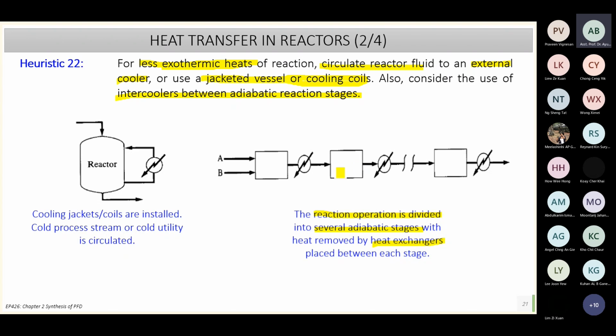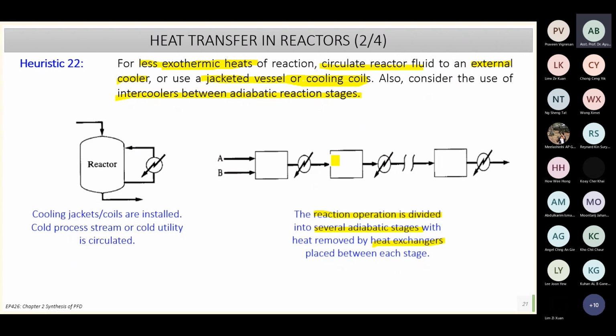Then let's say in the second stage you still need to cool down the temperature, so you put another heat exchanger at the outlet.